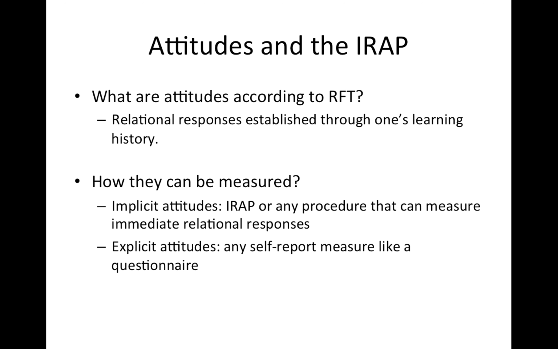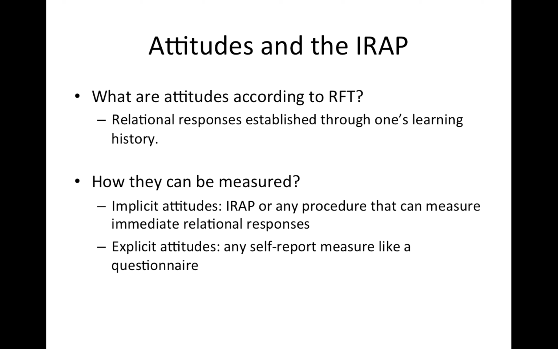According to relational frame theory, attitudes are relational responses that are established through somebody's learning history. So basically our relational history of reinforcement, what we've learned in terms of our relational history. So in this way, we can think about attitudes as being behavioral because it's somebody's responses in terms of how they're relating different stimuli. So Coke as good and Pepsi as bad would just be one example of that.